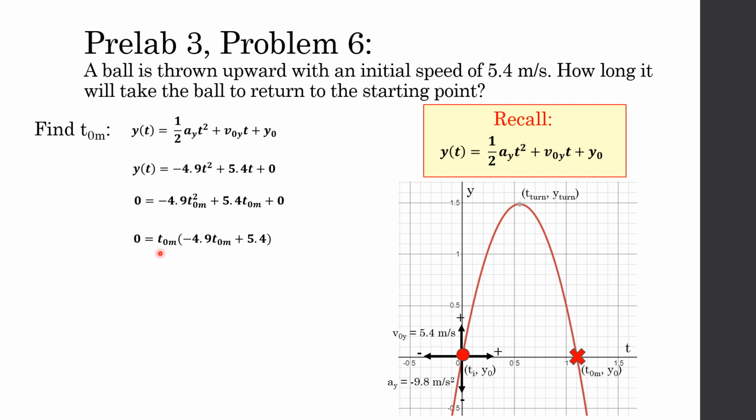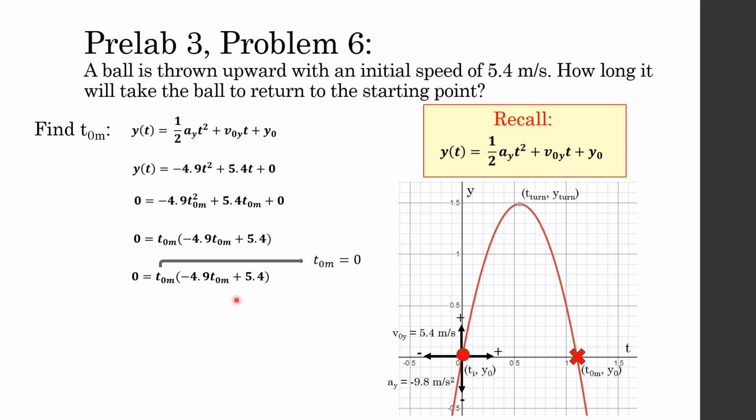So we factor out this first one, and so we know that this first root is going to be 0, right? It's 0, and we can see that right here on the graph. It does intersect at 0, 0. So yeah, that makes sense. However, that's not the point that we're interested in. We want to know how long it takes to return to the starting point. As I've said multiple times, this is the t at 0 meters that we're interested in, right?